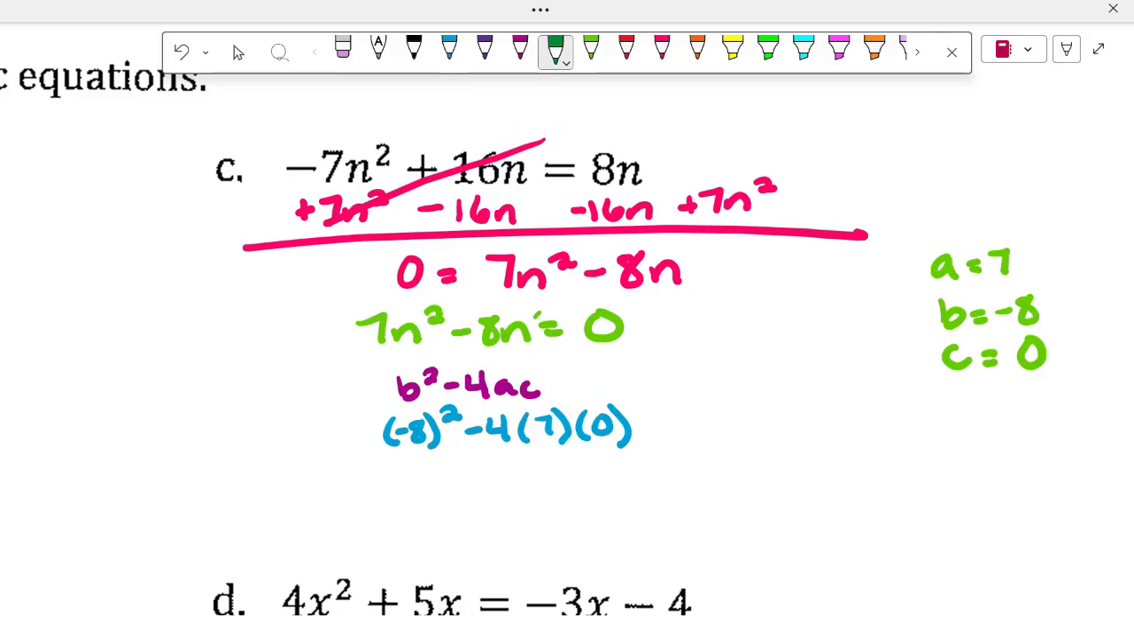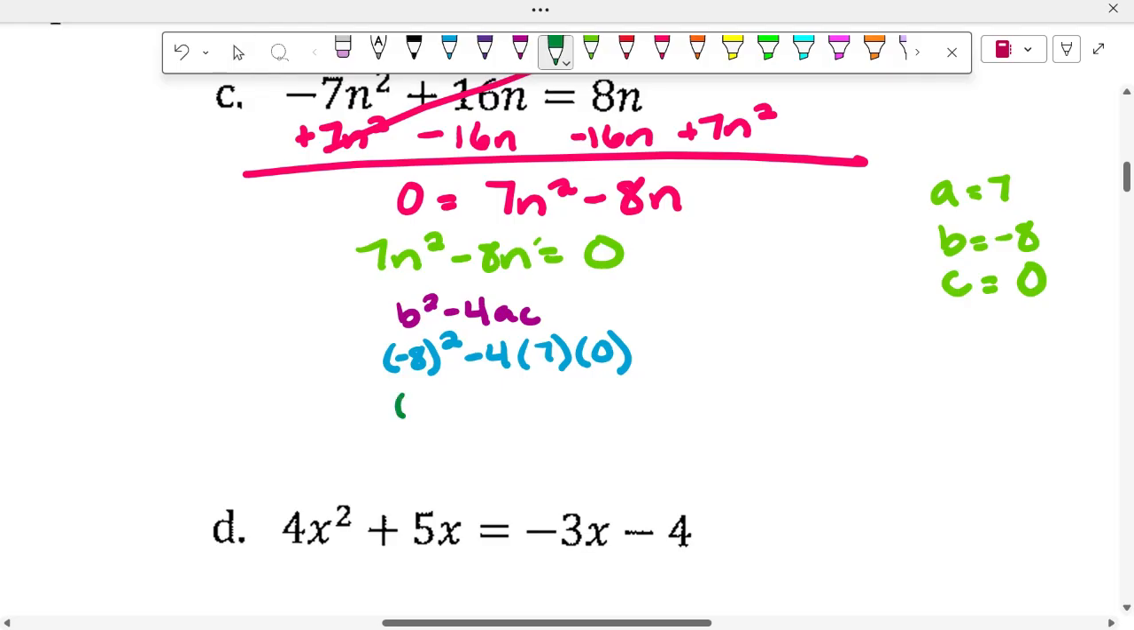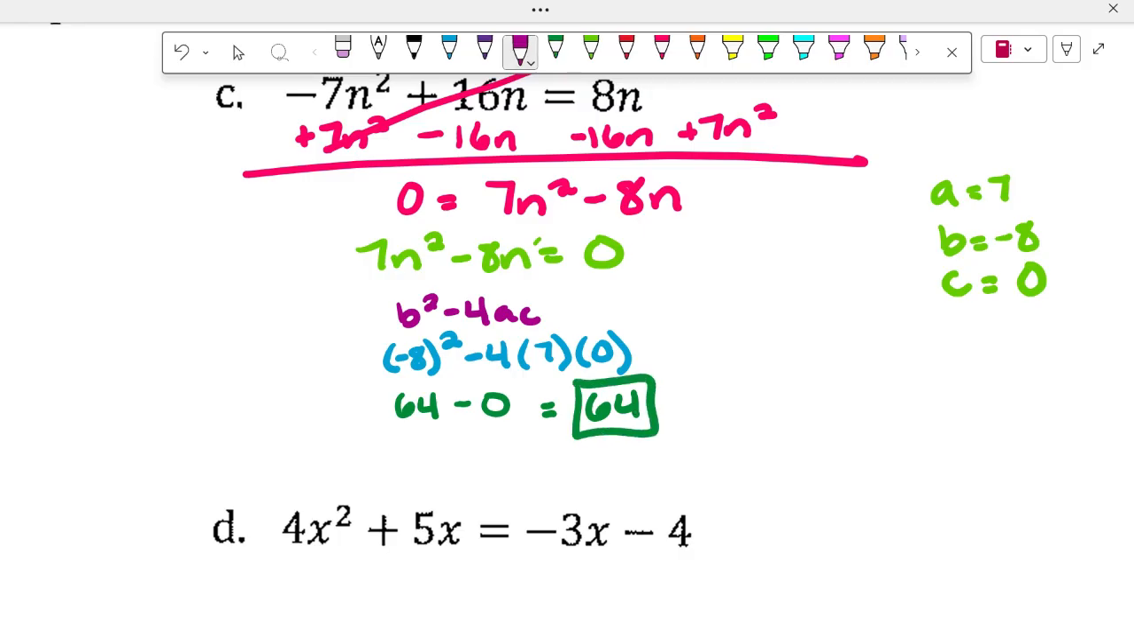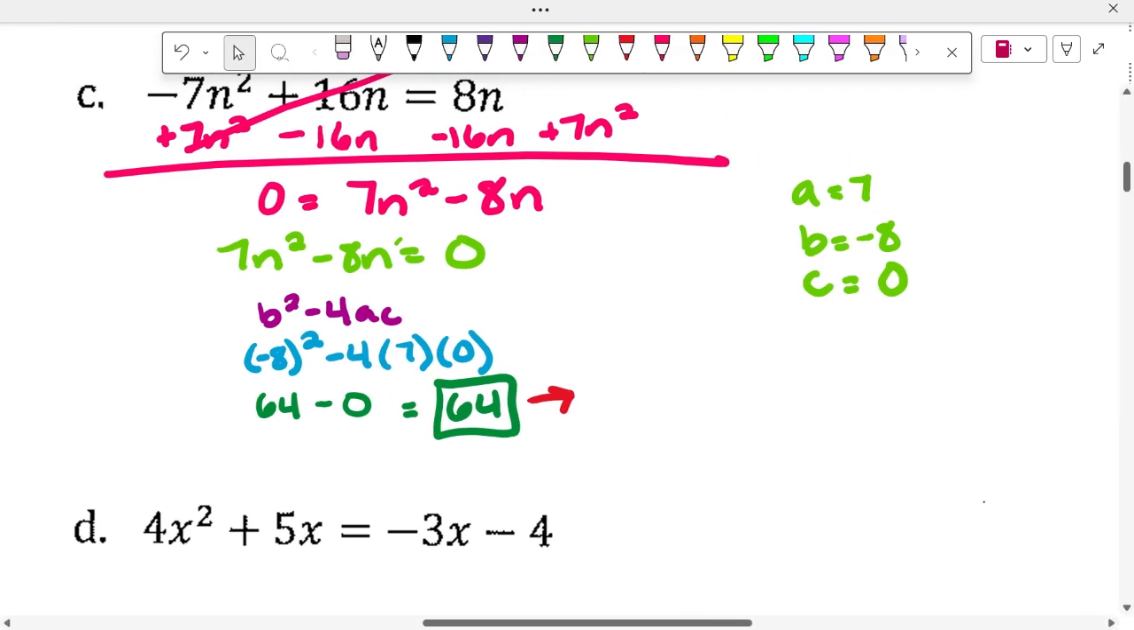So what's negative 8 squared? 64. Now, negative 4 times 7 is negative 28. But what's anything times 0? 0. So we're going to subtract 0. So my answer is what? 64. So my discriminant is 64. So what does that say about my solutions?